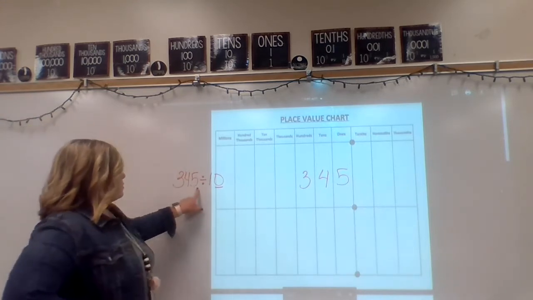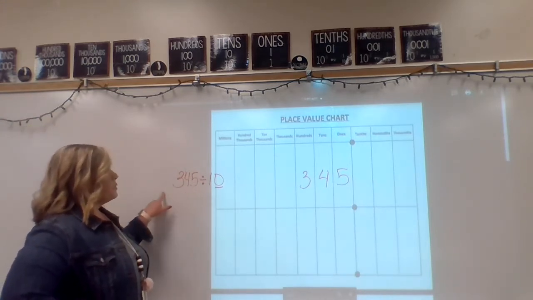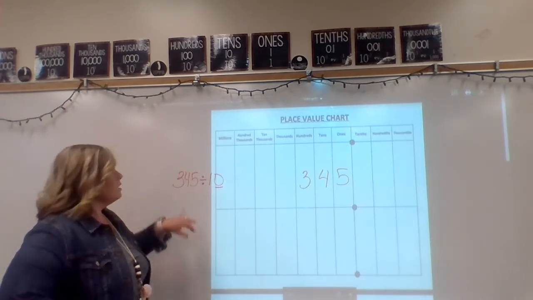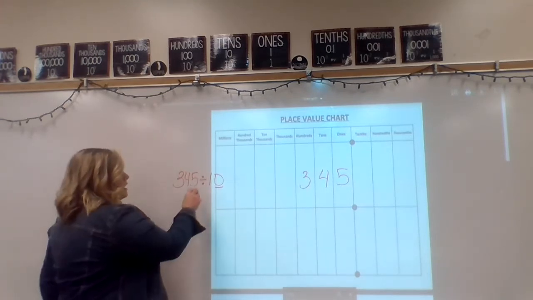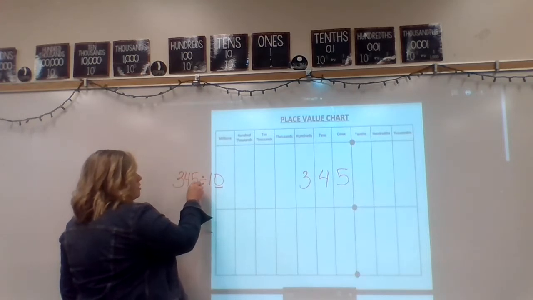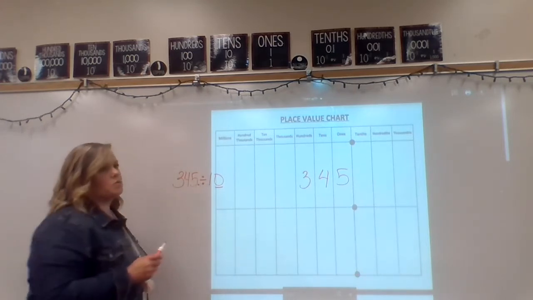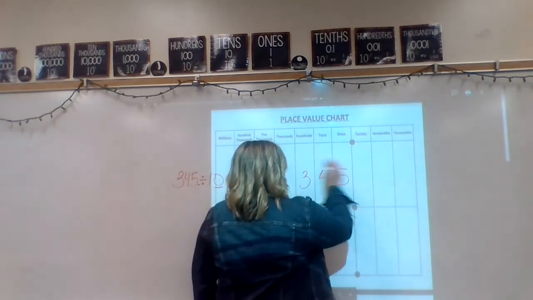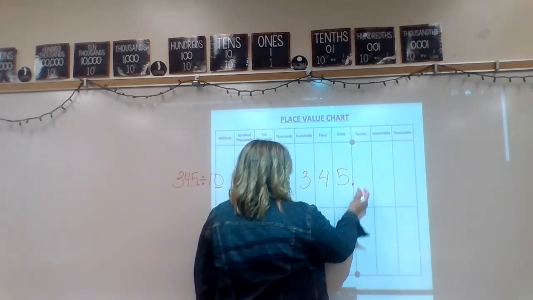When we're looking at the number 345, there's no decimal point. When you do not see a decimal point, that tells you that it's a whole number. The decimal point is actually at the end. It's always there. Just when we're dealing with whole numbers, we usually just don't write it. So on my place value chart, here's my decimal point.